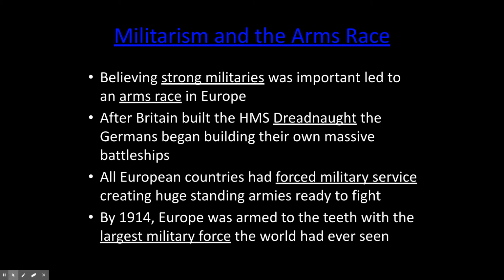European countries had forced military service. If you were a young man, you had to join the military. And they had a huge standing army, meaning just hundreds of thousands of men in uniform. What are they there for? They're there to fight. Well, there's nothing to fight yet, but it's going to happen. And they're kind of ready. 1914, Europe is armed to the teeth with the largest military force the world would ever see.